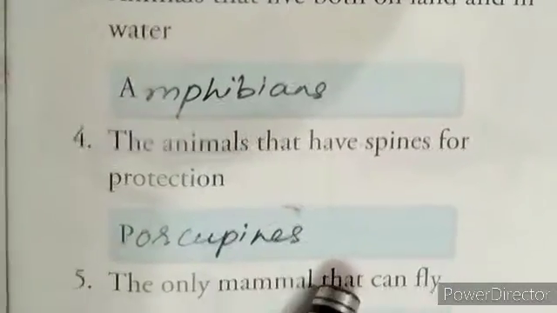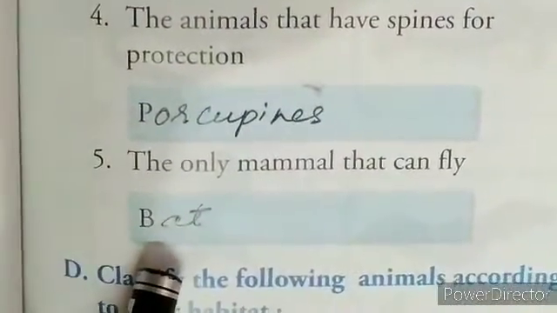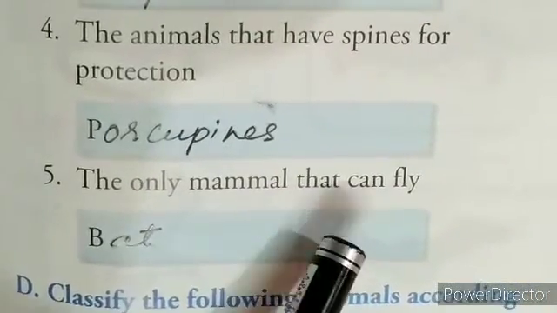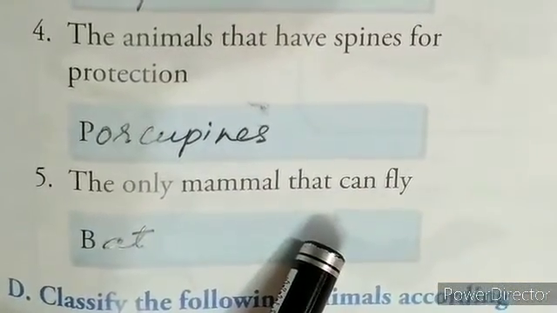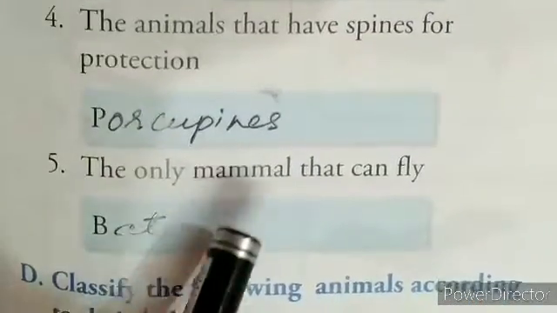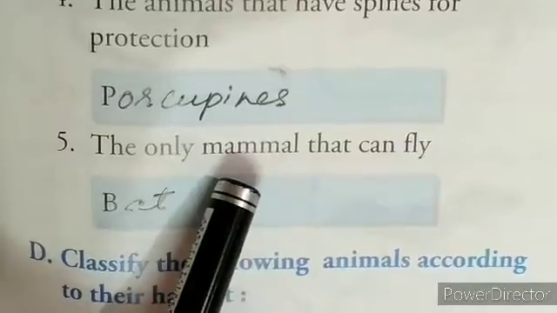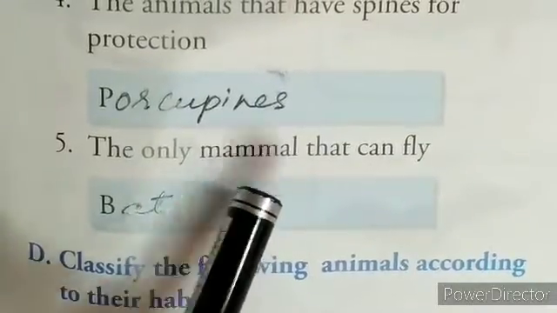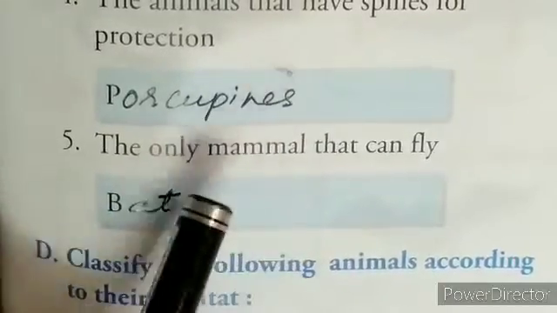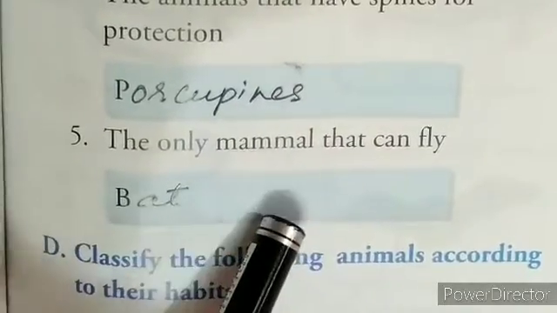Porcupines. Now fourth, the only mammal that can fly. Which animal can fly? Which mammal can fly? That is bat. Bat is the only mammal. What is a mammal? The animal that gives birth to young ones. And bat is the only mammal that can fly. Otherwise, animals that can fly lay eggs.